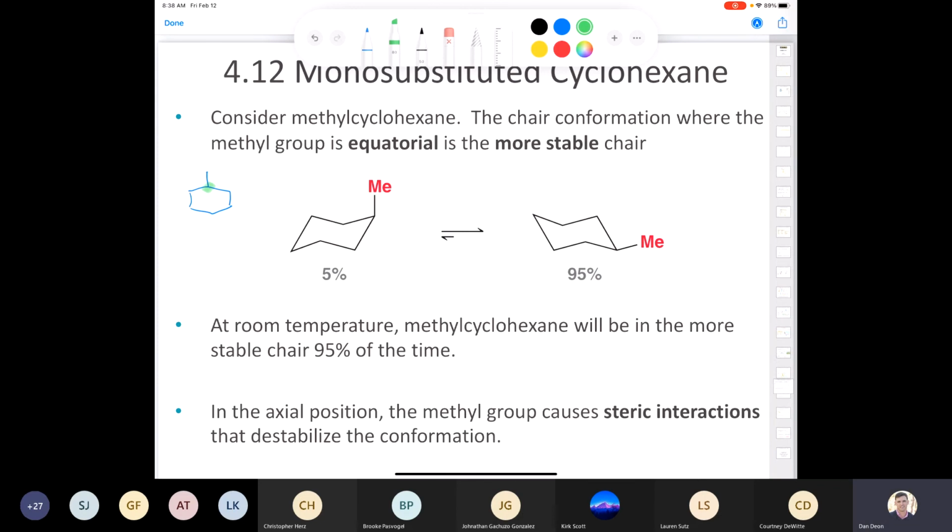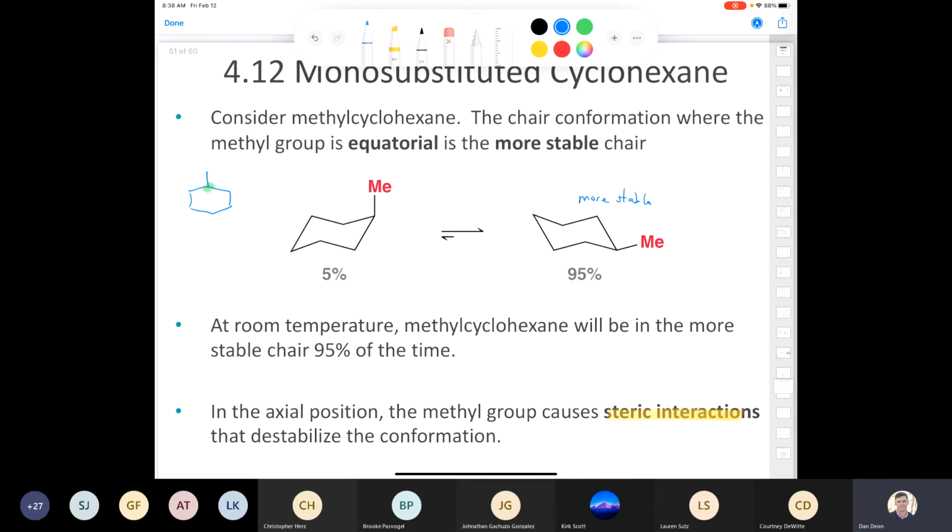It's in the more stable chair 95% of the time. The more stable chair is the one where the methyl group is equatorial. So more stable, and you can tell that from the equilibria, right? It's more to the right. Anyhow, you might be wondering, why the heck would that be? It's based off of sterics, right? It's based off of size, okay?